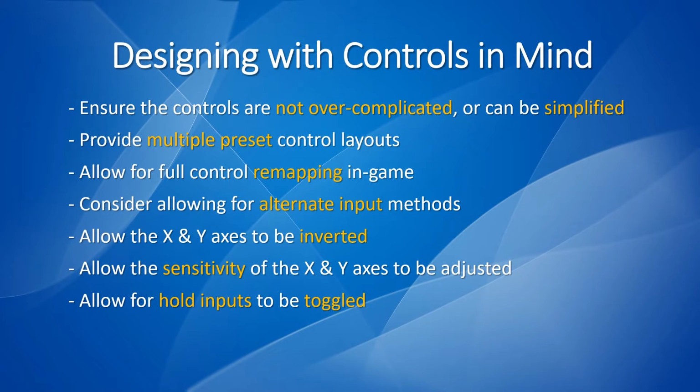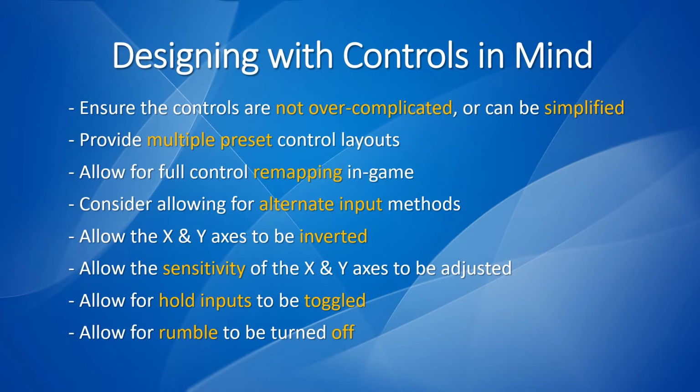Allow for hold inputs to be toggled, particularly if there are any QuickTime events in the game. I know, for example, the very first interactions you pretty much have to do in Batman Arkham Origins and the 2013 Tomb Raider were QuickTime events, and if you couldn't mash that button hard enough, you couldn't play that game. So not a good start if you can't manage that. And then one that's often overlooked is being able to turn the rumble off, because sometimes people have difficulty holding the controller, or difficulty with that force feedback, and it can interfere with their muscles and stuff like that. So allowing the rumble to be turned off definitely helps players as well.